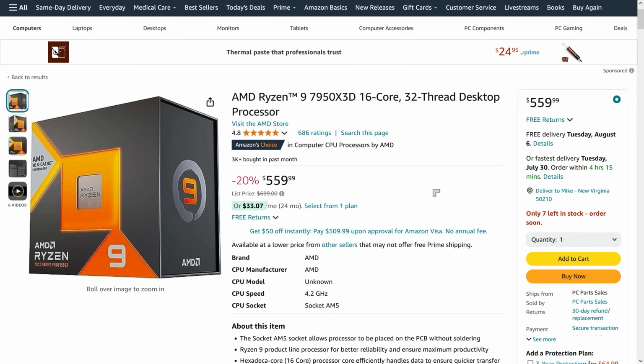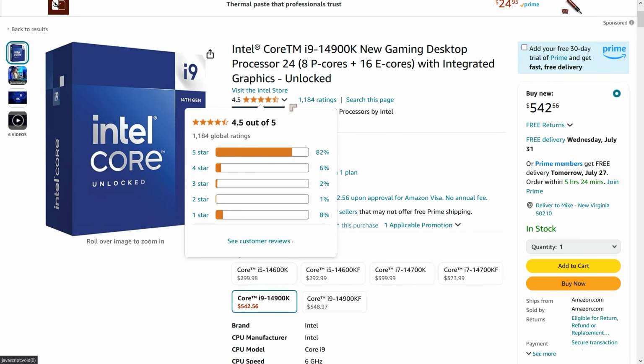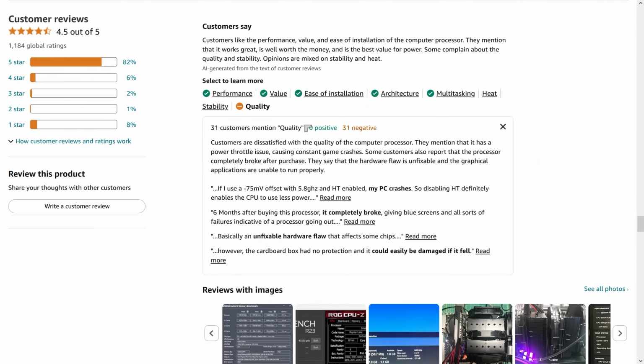It's been tried and tested over the last year and a half, and it's come through with a very high user rating. Now if we take a look at the Intel chips, you can see there are problems. We've got a lower user rating, a lot of ratings. And if we click here, there's a really fascinating summary that you can get now. It's an AI summary, and we can see immediately 8% of users are not happy. They're giving it a 1-star and the issue is quality.